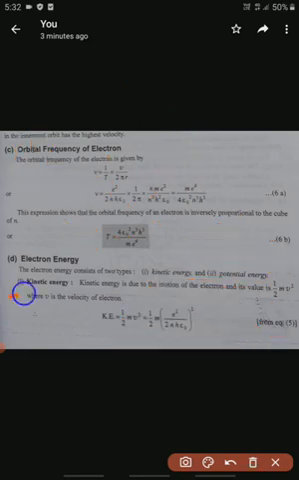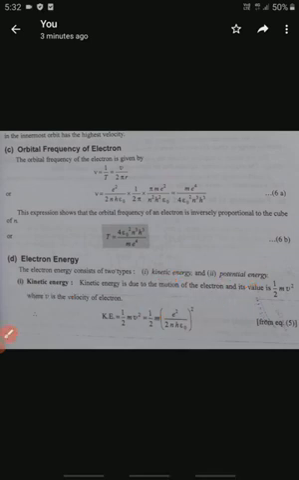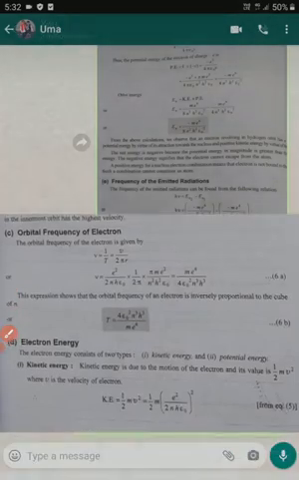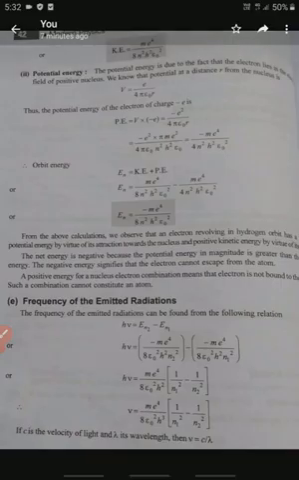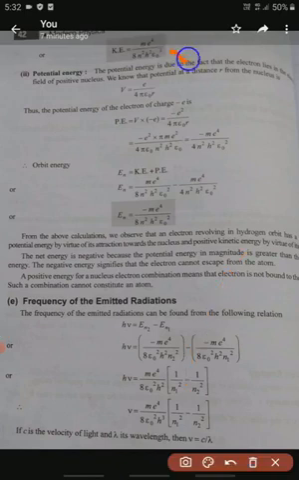First we will discuss the kinetic energy. Kinetic energy is 1/2 mv squared, where v is the velocity and m is the mass of the electron. We already discussed the velocity of the electron in the last class. Just substitute the v value in this equation, and we get the kinetic energy.